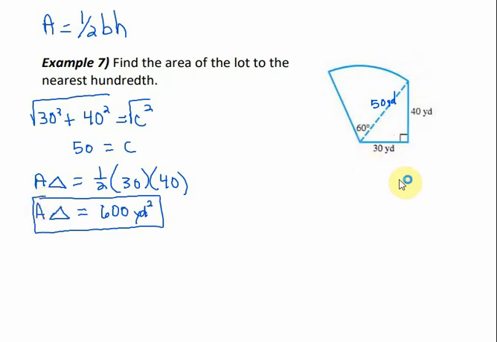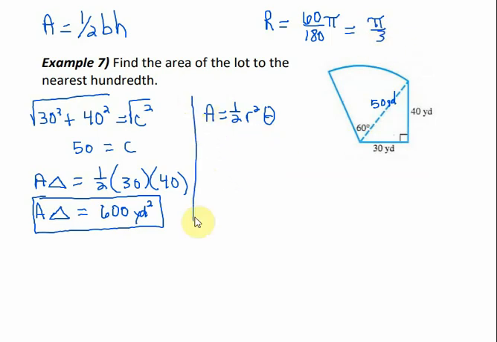Now we need to find the area of this sector. The area of the sector we know is 1/2 the radius squared times theta, but theta has to be in radians. So we have to change this 60 degrees into radians. If I'm changing it into radian measure, that's going to be 60 divided by 180 and multiplied times pi. That would reduce to pi over 3. So this is the area of the sector, 1/2 the radius, which we found to be 50, squared, times pi over 3.